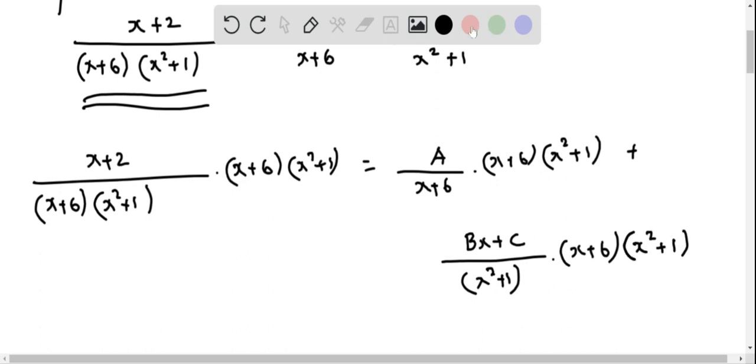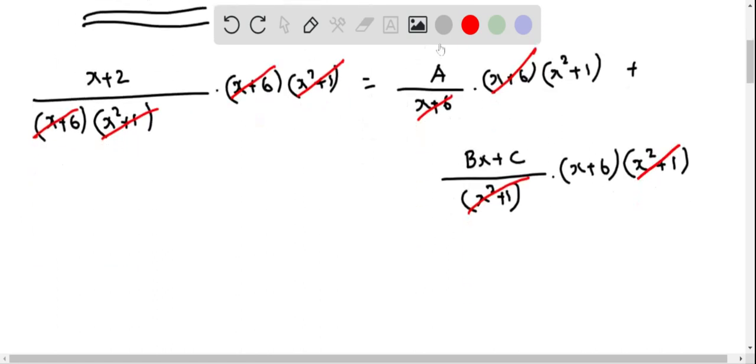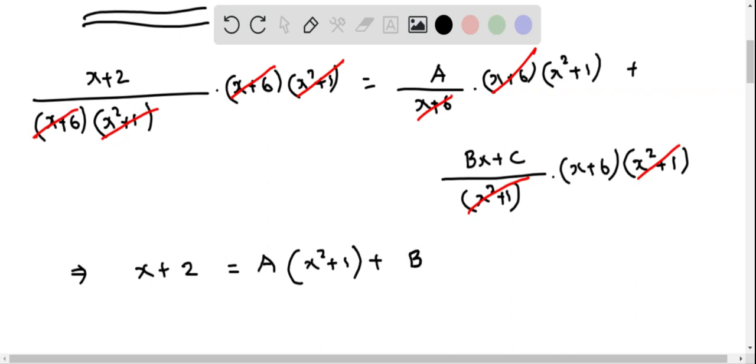We now cancel the common terms in the numerator as well as the denominator. On the right side, x plus 6 cancels with x plus 6, and x squared plus 1 cancels with x squared plus 1. So let's rewrite after doing the cancellation. On the left side we will have x plus 2, and on the right side we have A times x squared plus 1, plus Bx plus C. I put a bracket since we have a linear term, that is x plus 6.